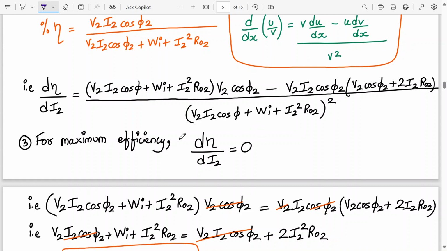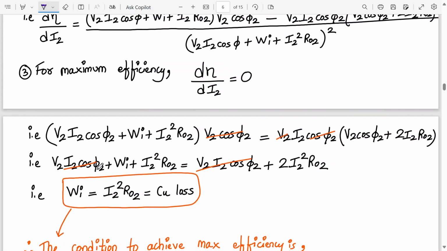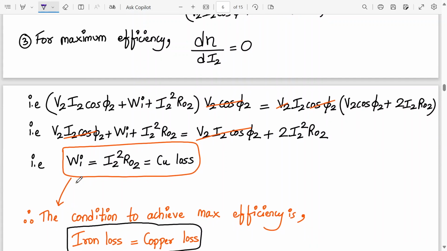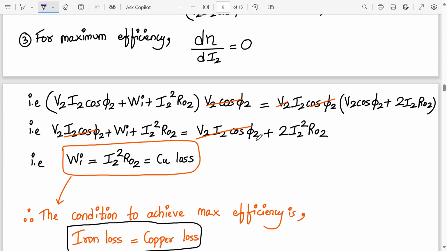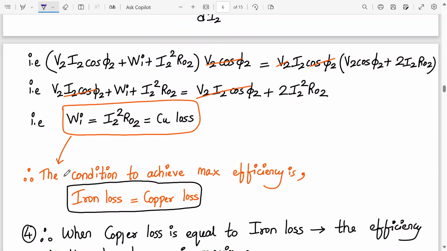So this denominator term will disappear. Now V2 I2 cos phi 2 from here will disappear. What is left is V2 I2 cos phi 2 plus Wi plus I2 square RO2 is equal to V2 I2 cos phi 2 plus twice I2 square RO2. So here V2 I2 cos phi 2 gets cancelled, and what do we have? Wi will be equal to I2 square RO2, which is equal to copper loss. Therefore, the condition to achieve maximum efficiency is that iron loss is equal to copper loss.